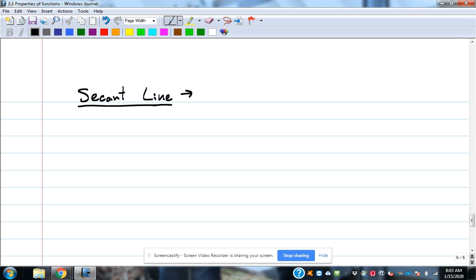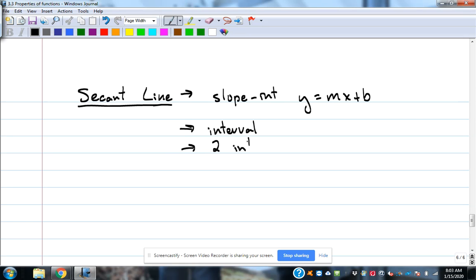Out of that, that's what our secant lines are going to do, and they're just going to be slope-intercept form. y equals mx plus b. We're going to have an interval, and they're going to get two intersection points.